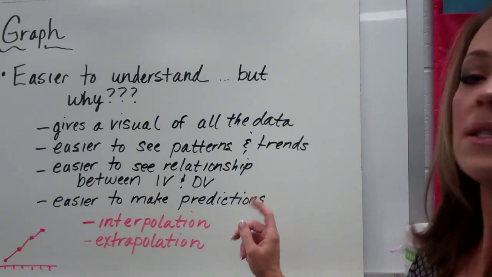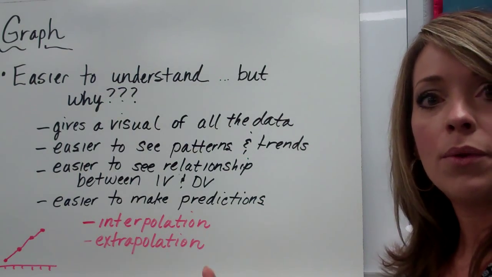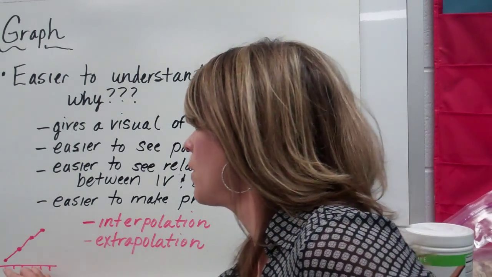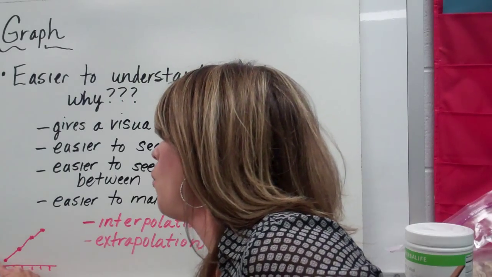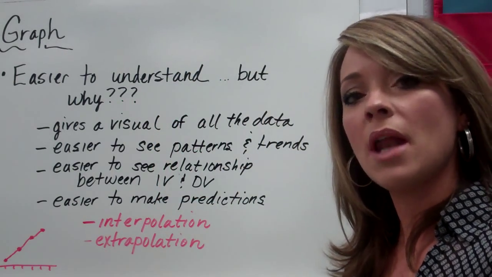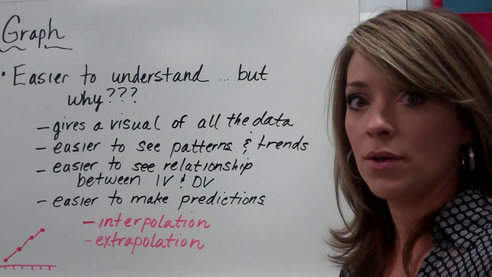It also makes it easier to make predictions. If you have the data in a graph, you can go through interpolation, which means that you're going to be able to say, okay, here at this point, what would the DV be? I didn't gather data at that point, but I can make a prediction as to what that data would have looked like if I had gathered data there.